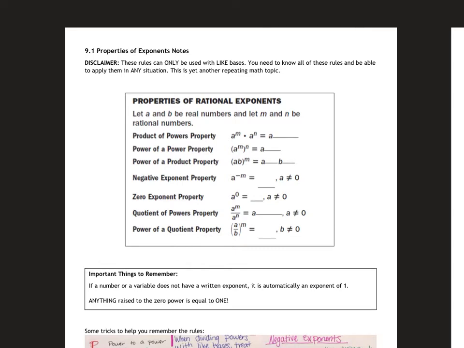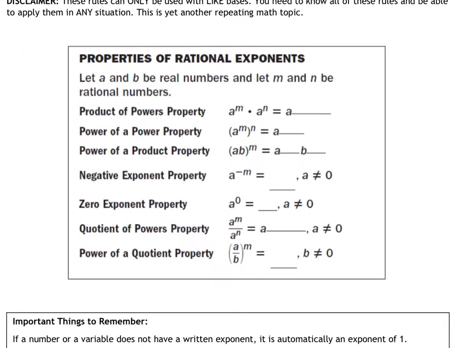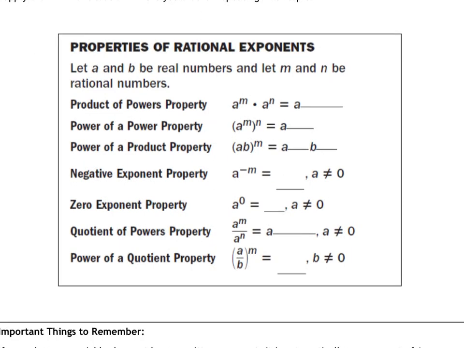So a couple things we need to know. We're going to let A and B be real numbers. We're going to let M and N be rational numbers. So we got the product of powers. I'm going to run through these, and if I miss anything I need to expand on, I will. So product of powers, if I have A to the m power times A to the n power, A is the same base. So we're multiplying things with the same base, we add the exponents. So we're going to have m plus n.